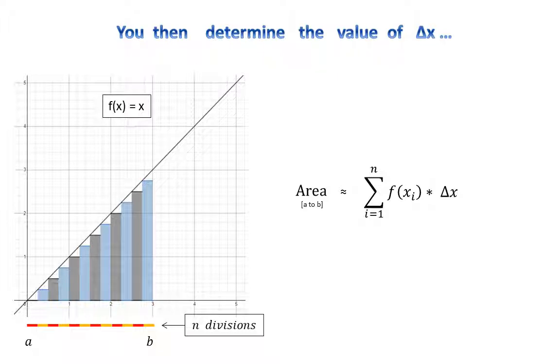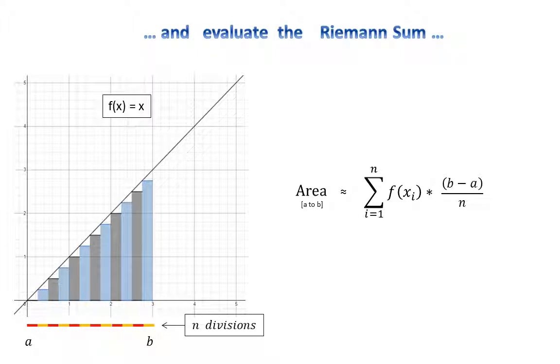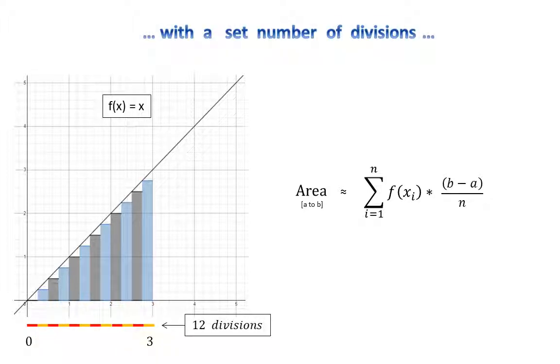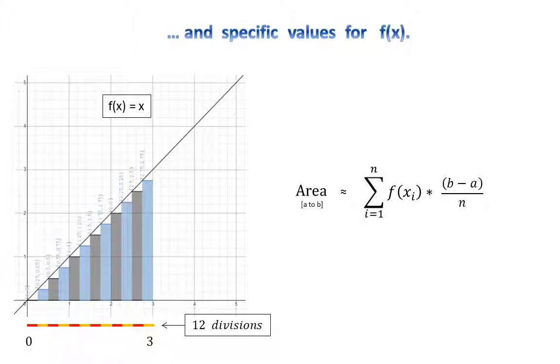You then determine the value of delta x and evaluate the Riemann sum over a specific interval with a set number of divisions and specific values for f of x.